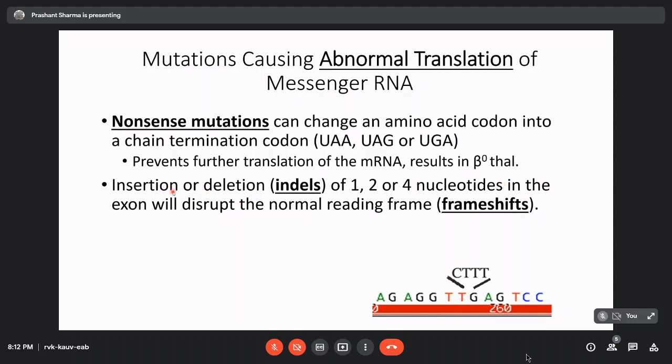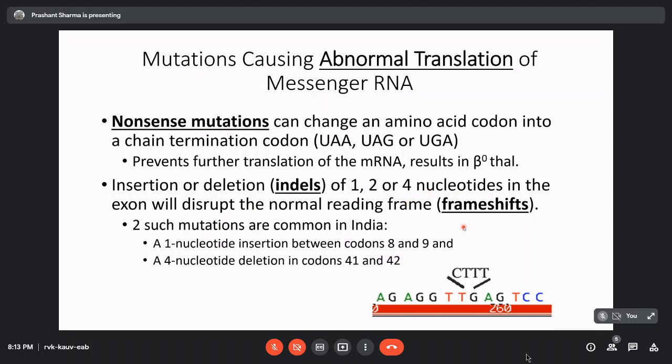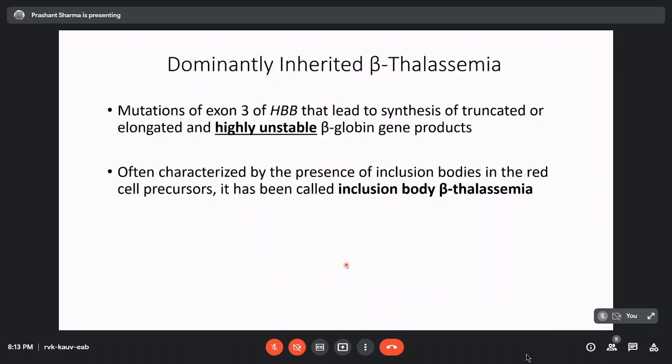And abnormal translation can sometimes happen because of indels, insertions or deletions of a nucleotide number other than 3. So it's going to lead to a frame shift. 2 of these are common in India, and I already told you about frame shift 89 and frame shift 41-42.